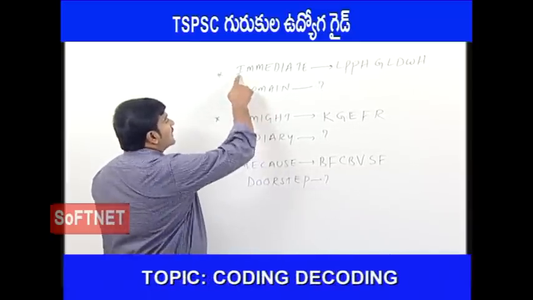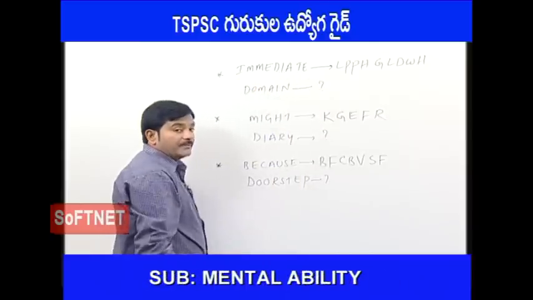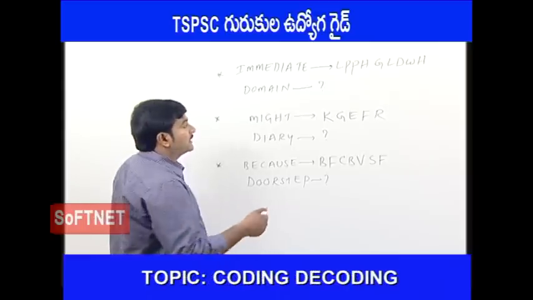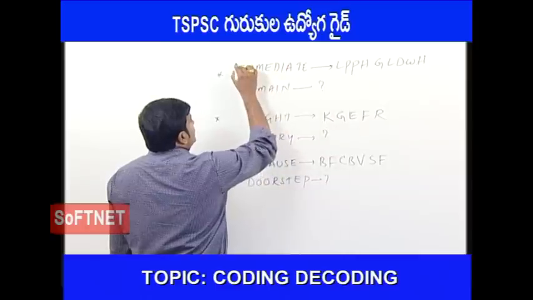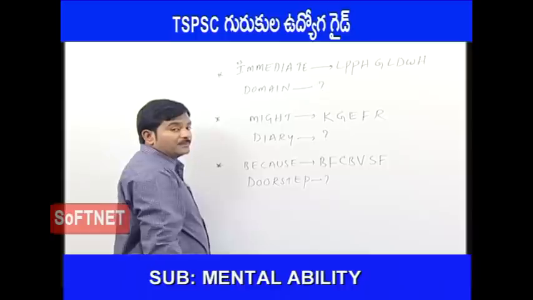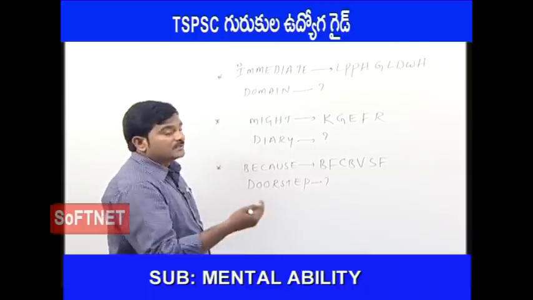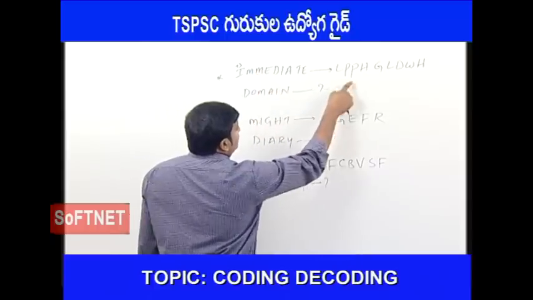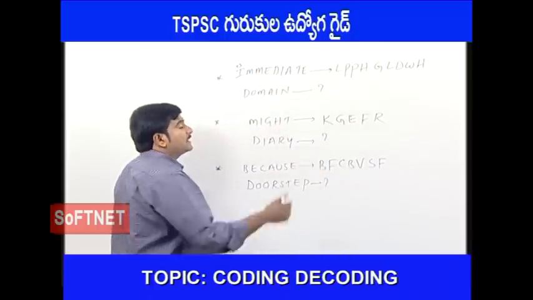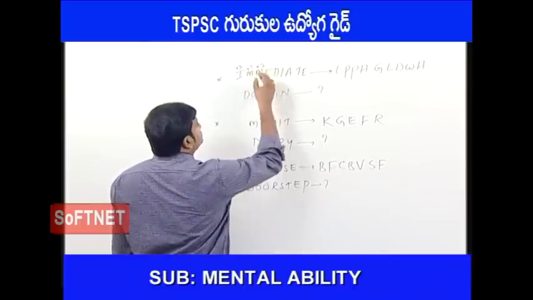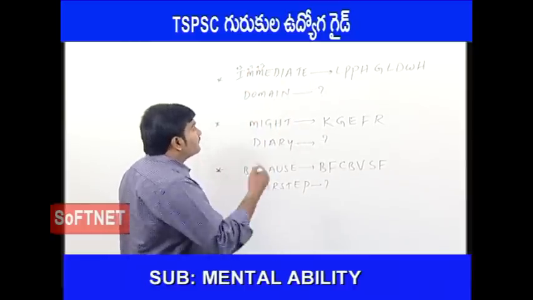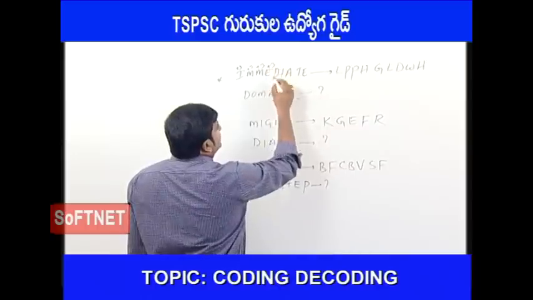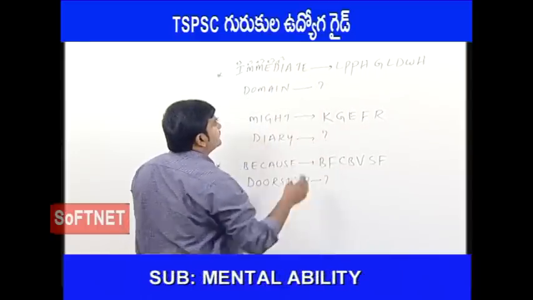Okay, so observe. I means 9, whereas L means 12. In English alphabets, I is the 9th letter, L is the 12th letter. So 9 became 12, which indirectly means +3 was added. Similarly, M means 13, whereas P means 16. 13 became 16, so indirectly here also +3 was added. Similarly, E means 5, 5 became 8. D means 4, 4 became 7.